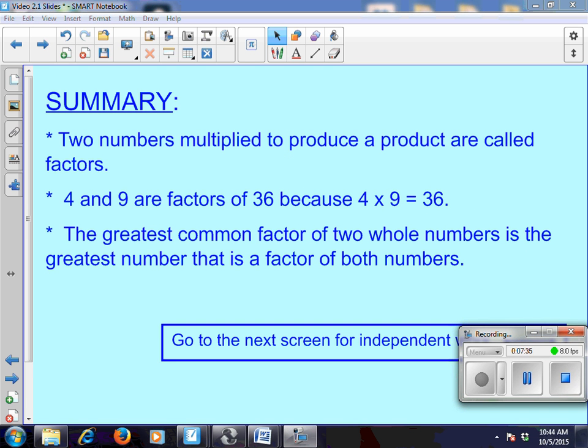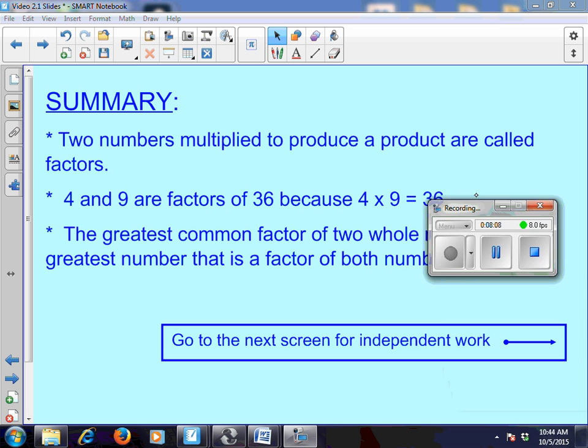Let's sum up this video. Essentially, 2 numbers that when multiplied produce a product are called factors. For example, 4 and 9 are factors of 36 because 4 times 9 is 36. The greatest common factor of 2 whole numbers is the greatest number that is a factor of both of them. And as you can see from those 2 real-world problems, we can use the greatest common factor to find the greatest number of groupings of people or things.